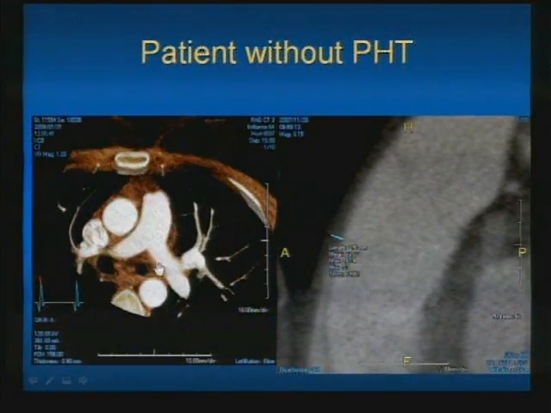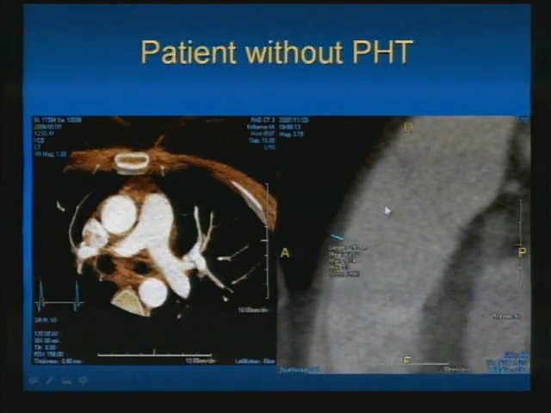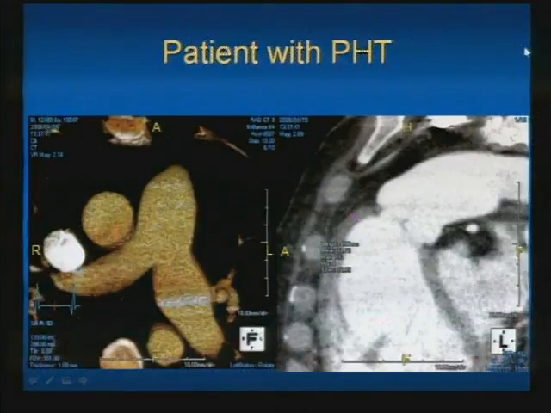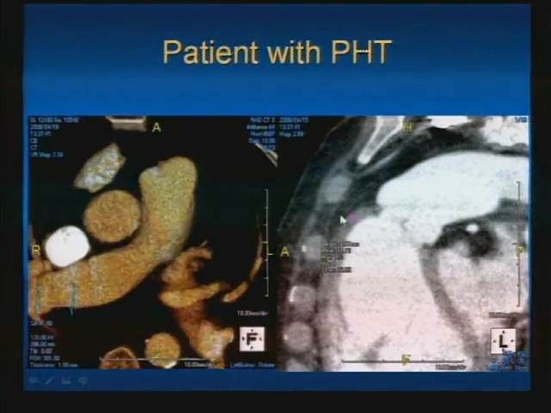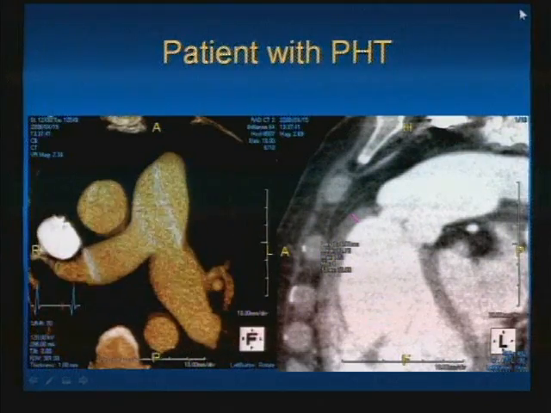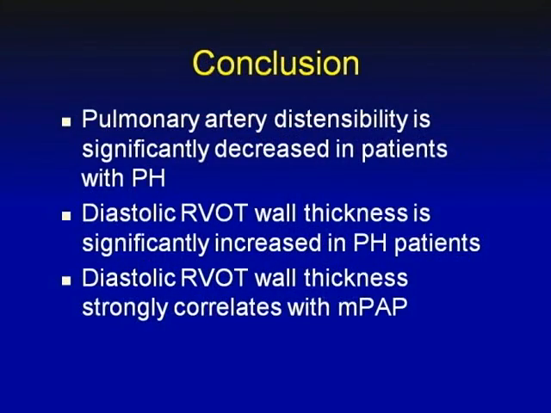So here is the patient with the normal pulmonary arteries and a normal wall thickness. And here is the patient who has severely distended pulmonary arteries and a significantly thickened pulmonary artery, right ventricular outflow tract. So in conclusion, pulmonary artery distensibility is significantly decreased in patients with pulmonary hypertension. The diastolic right ventricular outflow tract wall thickness is significantly increased in pulmonary hypertension, and there's a very strong correlation of the diastolic right ventricular outflow wall with the mean pulmonary artery pressures.